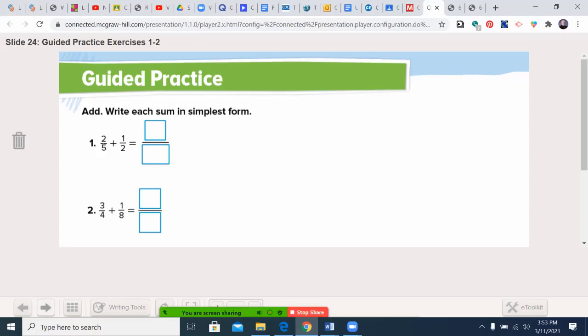Welcome back. Let's see how we did. For 5 and 2, the least common multiple is 10. So 4/10 plus 5/10 is 9/10. 4 goes into 8, so we're going to multiply this by 2. 6/8 plus 1/8 is 7/8.